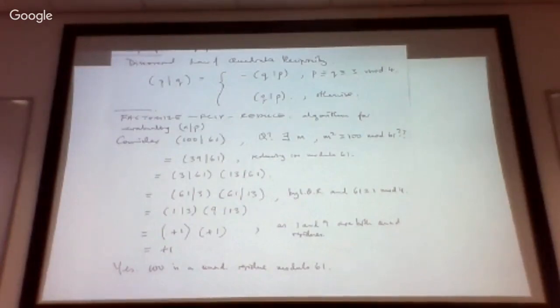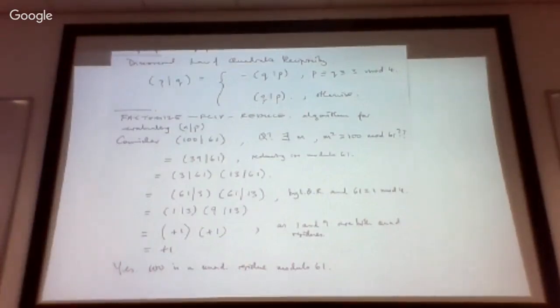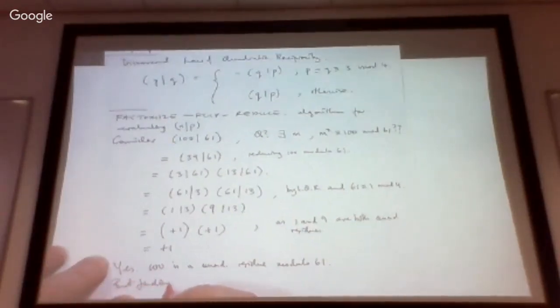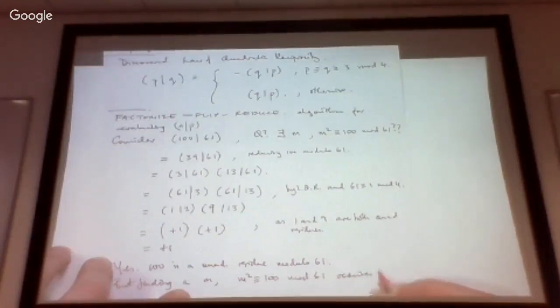Now, unfortunately, this is one of these funny things in mathematics that we often have existence proofs, but which are non-constructive. So it's answered yes. It says there is a square root of 100, modulo 61, but it provides no help really in finding it. Okay, so that's an entirely different question. Finding an m such that m squared is congruent to 100 modulo 61 requires further work.